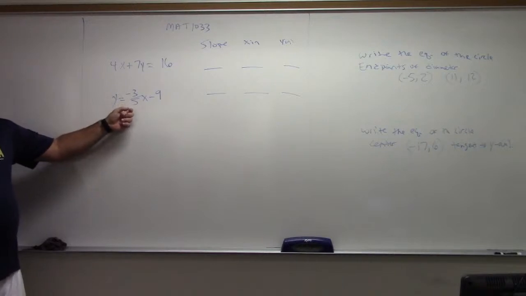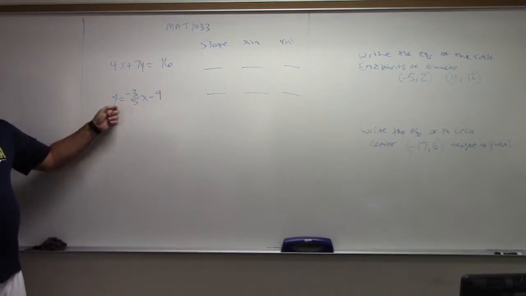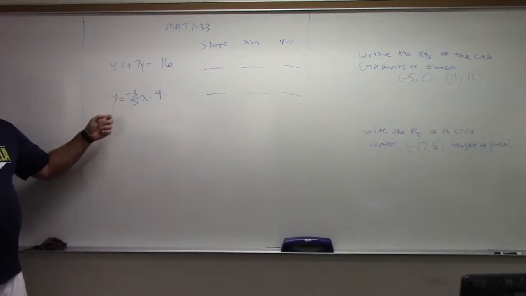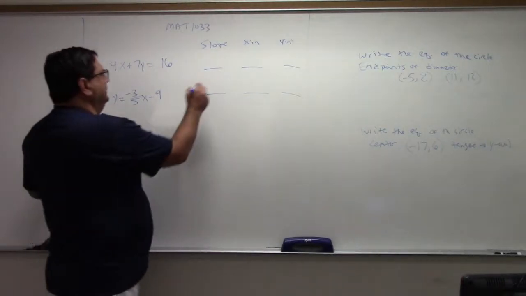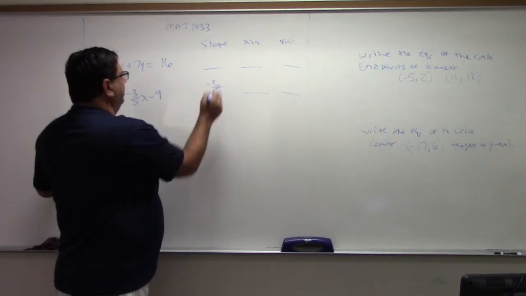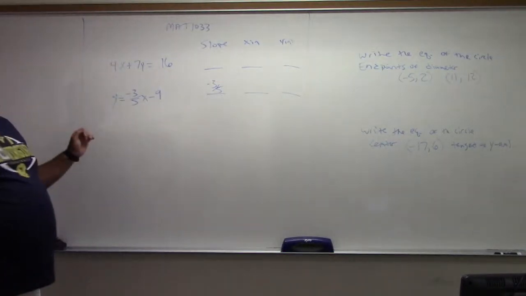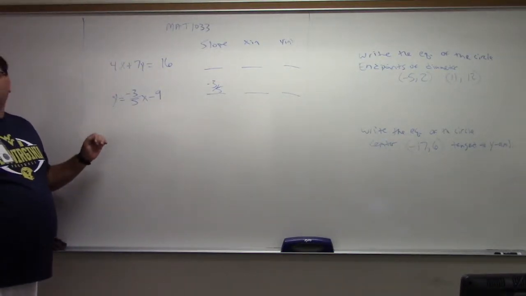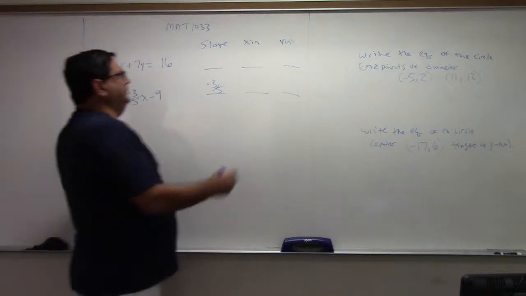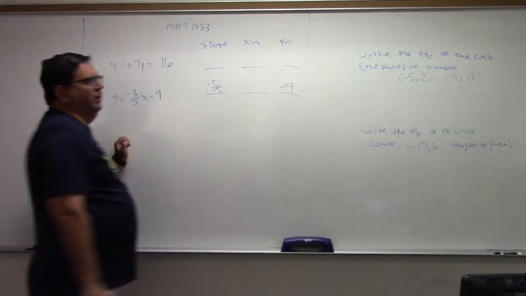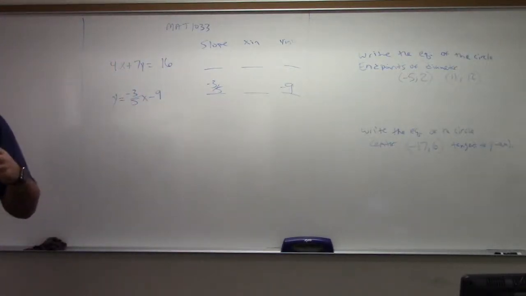How about here, slope, what is it? What's the slope? Shania? -3/5. I love it. Great job. -3/5. What's the y-intercept? -9. Excellent. Those are right off the jump, right? No work required, really. You just got to know what you're looking at.